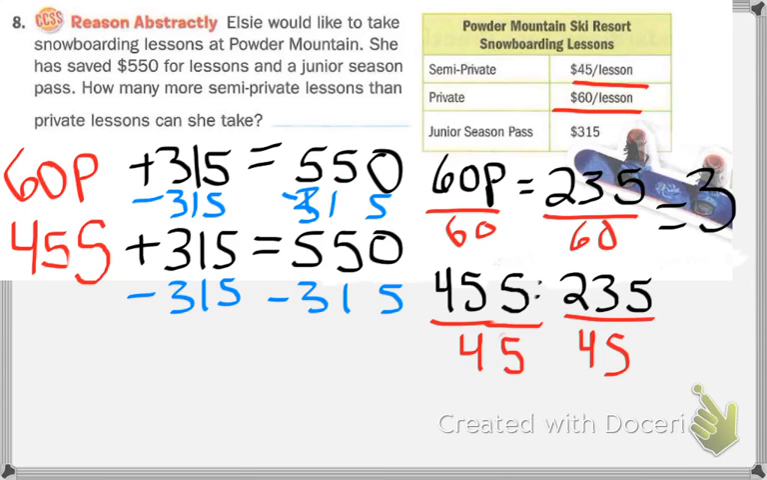Whereas if you do 235 divided by 45, for that you get 5.222, but you're not going to get 0.22 of a lesson. So again, you'll get 5 lessons, so you have 2 left over.